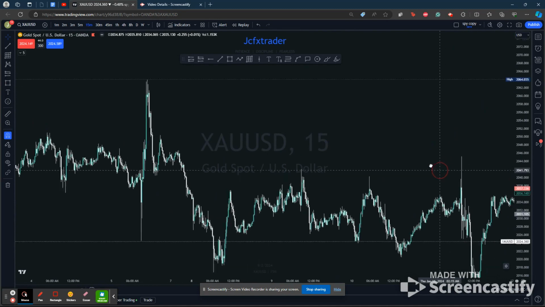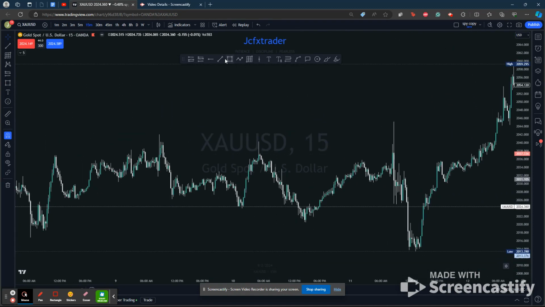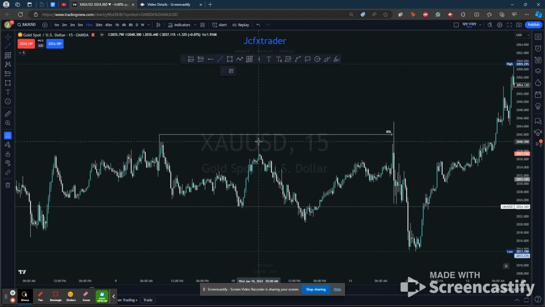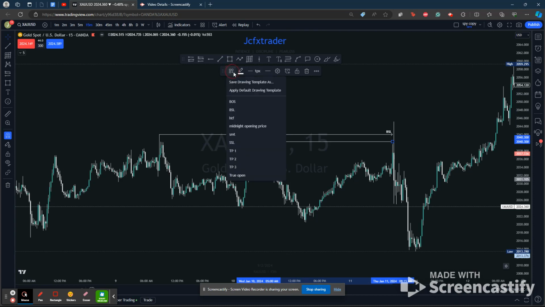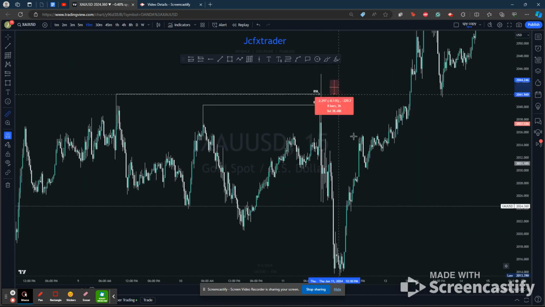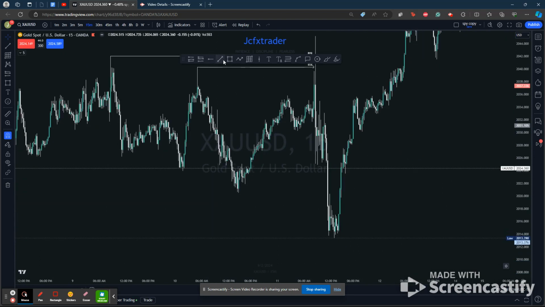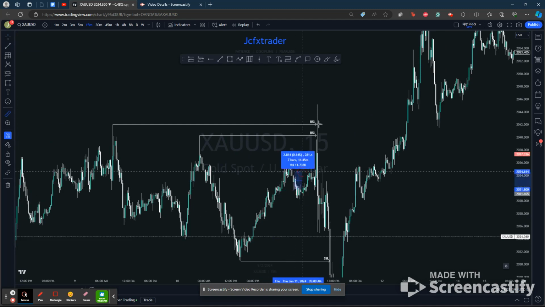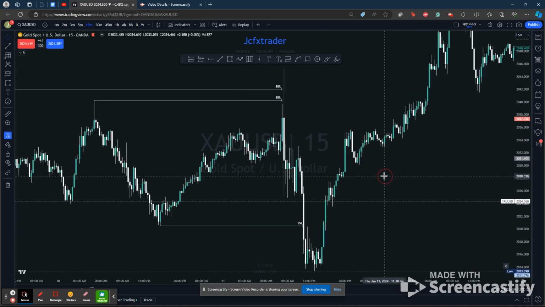So if we were to take a look, let's see. We see here that price sweeps buy side liquidity twice, right? It takes out this high and it takes out this high. So after sweeping buy side liquidity, we understand that the draw would now technically be the sell side liquidity here, right? Because after sweeping buys, we always look for sells.